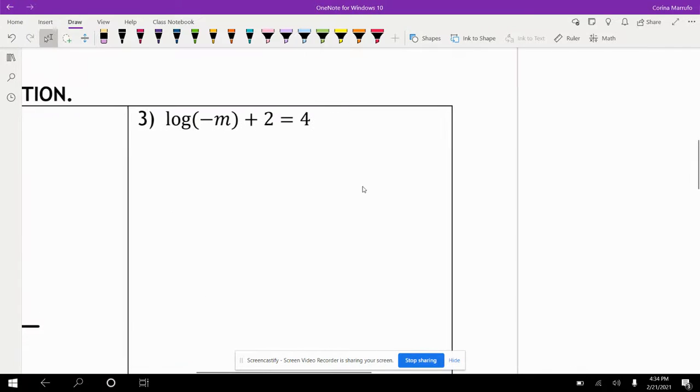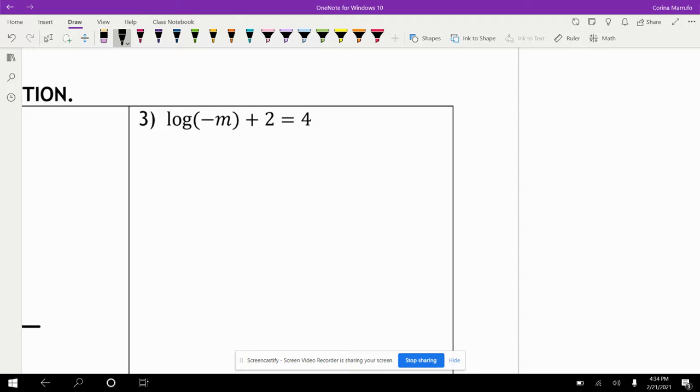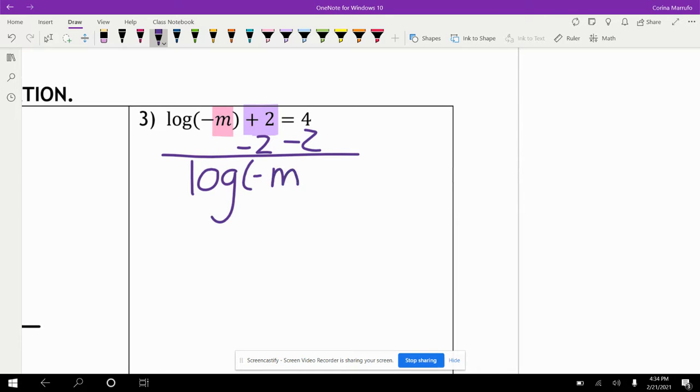Okay, the next one here. We have a log. We don't have a base on this log, but remember, it's understood that it is 10. Our missing variable that we're trying to figure out is m. We need to see what's there with the log that we can get rid of. So this +2, we're going to get rid of by subtracting on both sides. And we have log of -m equals 4 minus 2, which is 2.